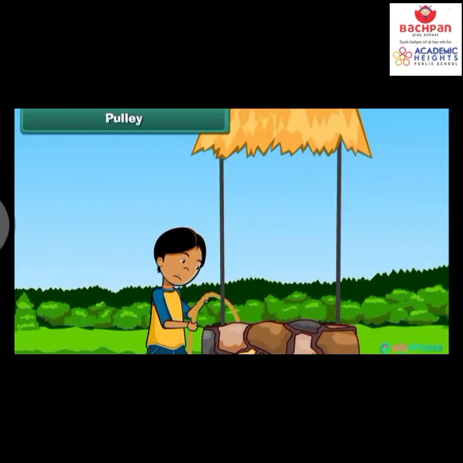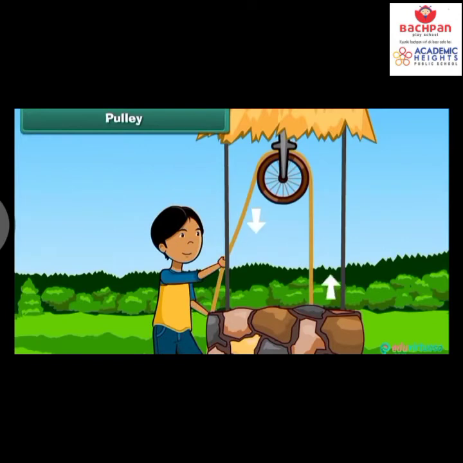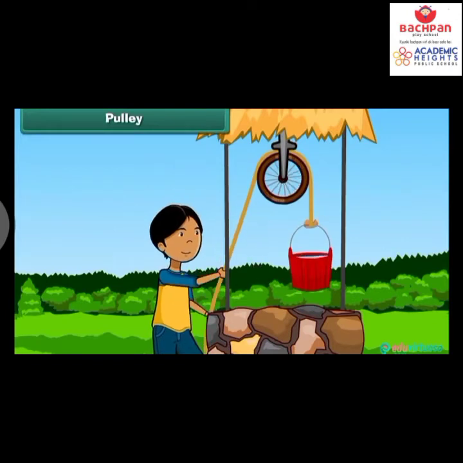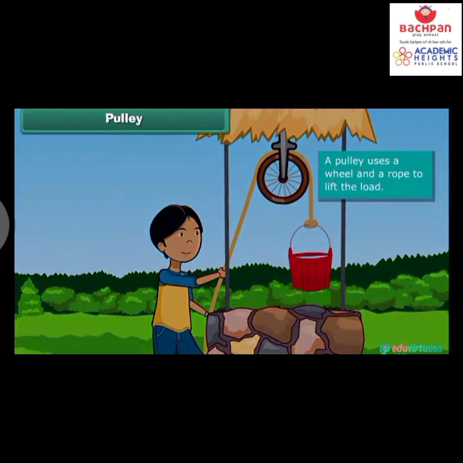Now let's talk about the pulley. See this boy. He's going to draw out the water from the well. But how? He will use a wheel and he will use a rope. And this is called a pulley. He exerts pressure in the downward direction. A pulley uses a wheel and a rope.